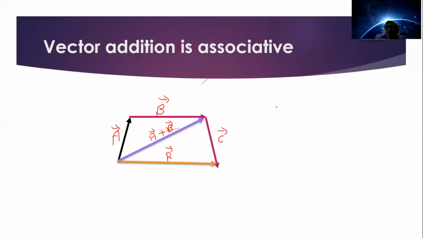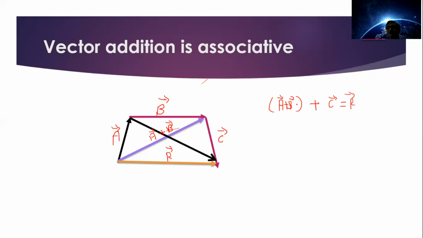And here R vector is equal to what? That we can see here: A vector plus B vector, that is this vector, plus C vector, that is equal to R vector. That we can write here according to the law of triangle of vectors. Now then, we consider B vector plus C vector.